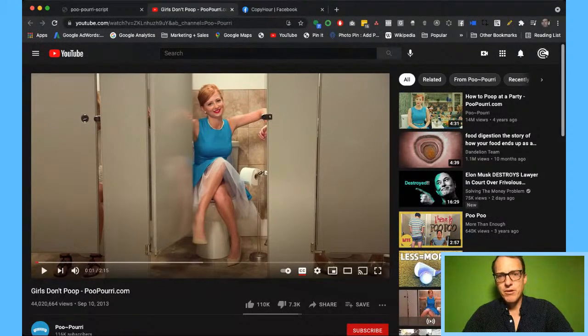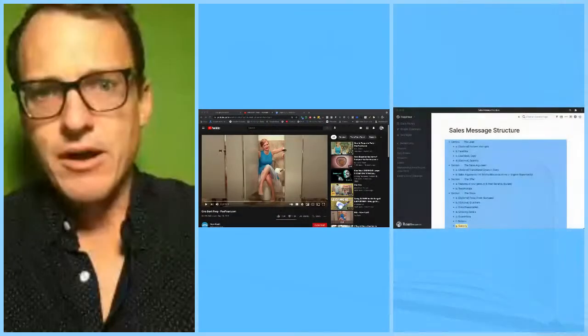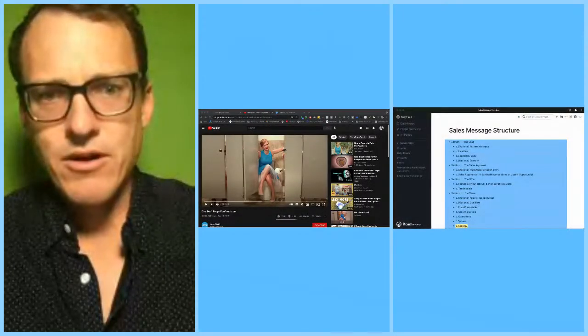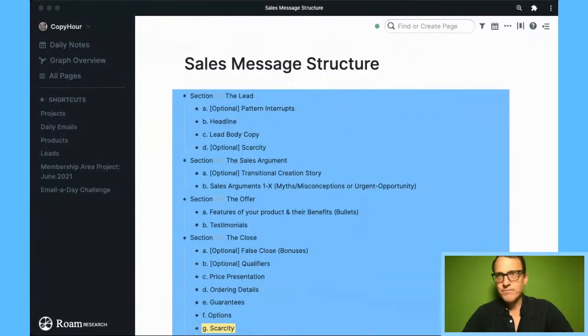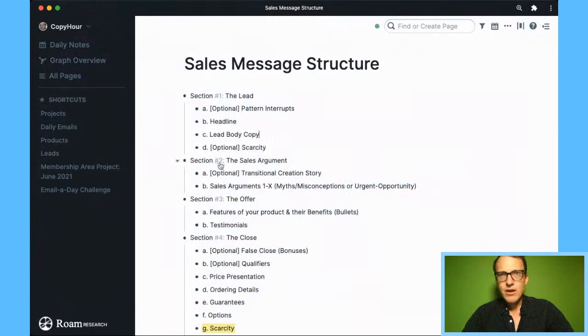So I'm going to pull up our structure. If you look at our structure, we have our lead, then we have a sales argument, then we have our offer, and then we have our close. In the lead, one thing that you're going to see is a pattern interrupt.